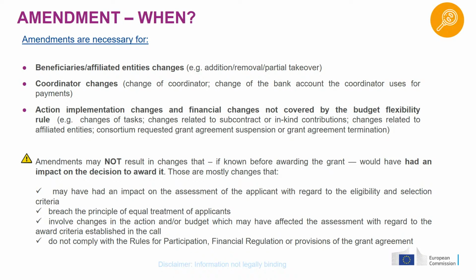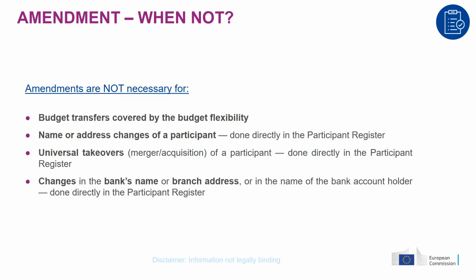Now we will go to the type of changes where an amendment is not required. And here, something that's interesting to understand is budget flexibility. For budget flexibility, I will be talking mainly about the grants which reimburse actual costs. That's real costs that beneficiaries actually incur and report in their reporting period, and on the basis of which they are reimbursed. And I will not be talking about the lump sums.